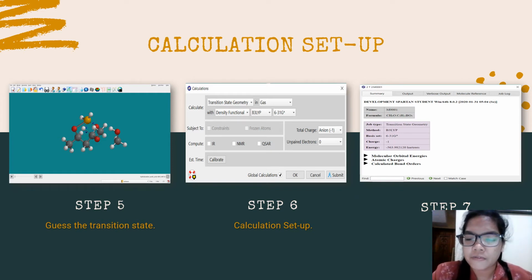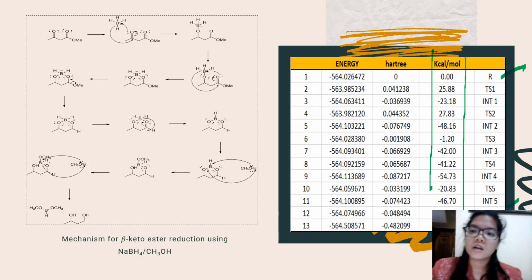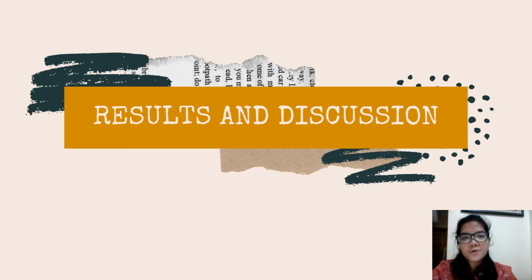For the final step, the output, then we can now have the energy. And from that, we can now have the activation energies for each step from the reactant up to the product in the reduction of beta-keto ester using sodium borohydride in methanol solvent. So let's now move on to the results and discussion.